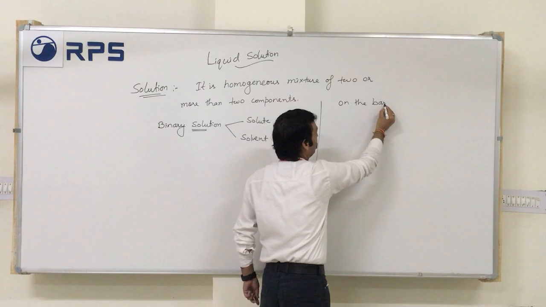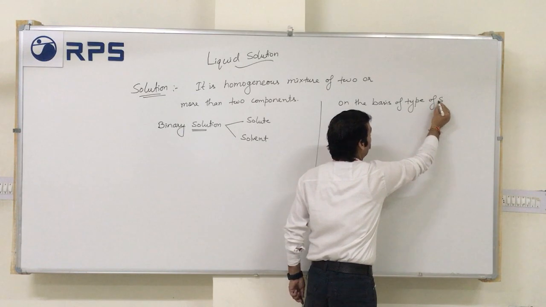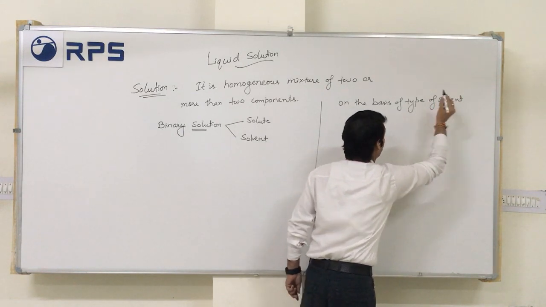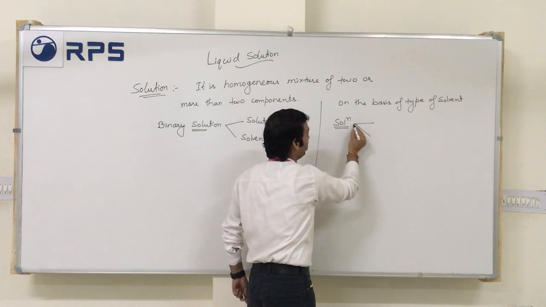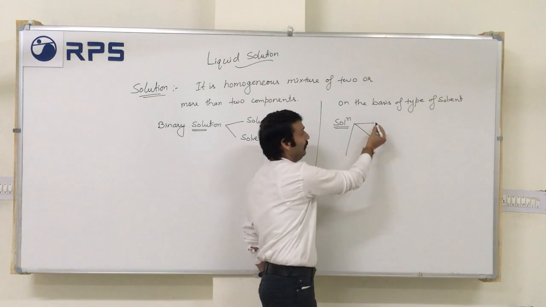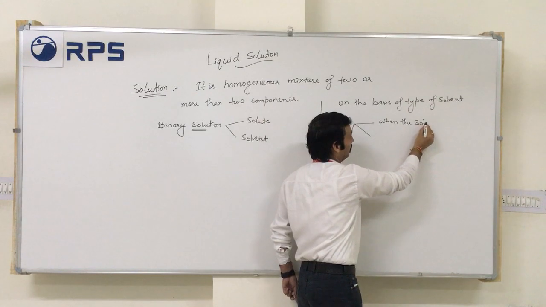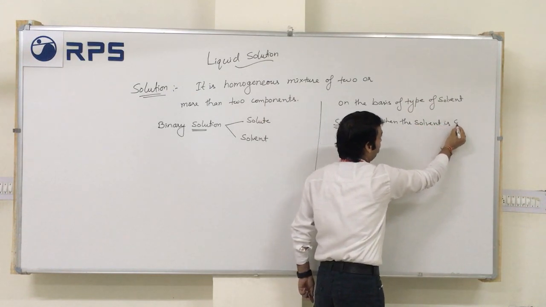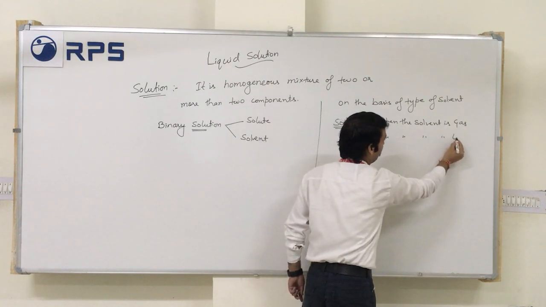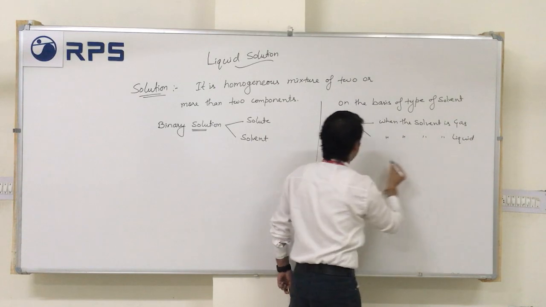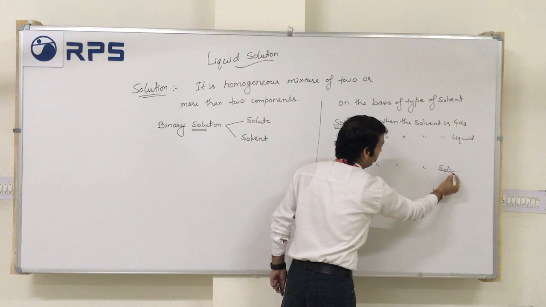On the basis of type of solvent, solutions are divided into three parts. One, when the solvent is gas. Second one, when the solvent is liquid. And third one, when the solvent is solid.